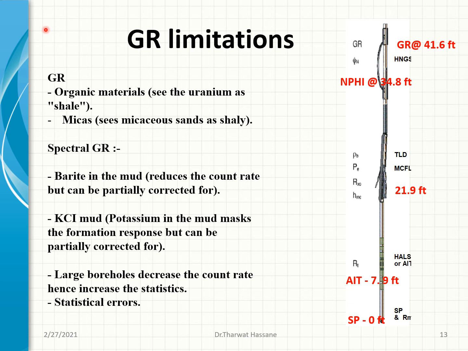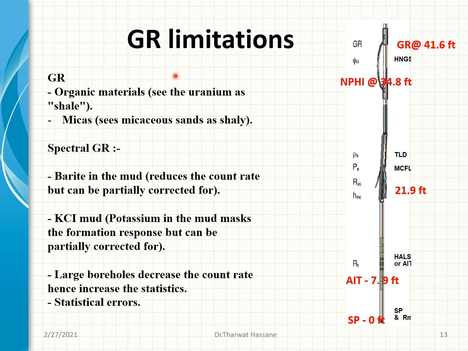Each tool actually has some sort of limitations. The gamma ray limitations, when I say limitation, means there is some factor affecting the tool measurements due to the borehole itself, the drilling fluids, or some specific value in the reservoir rock itself. For example, for the gamma ray, if you have organic matter, it will give you a high gamma ray, but it's not an indication of shale, as I mentioned, it's an indication of source rock in this case.